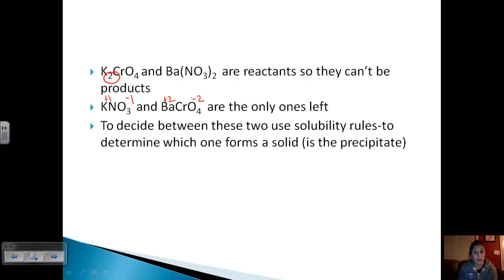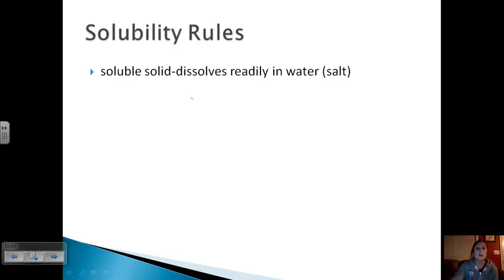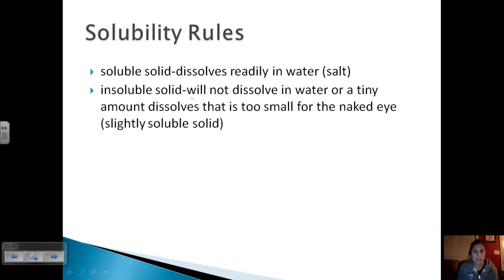Okay, so now that we have our 2 products, we need to decide which one is the precipitate or which one is a solid. And we need to use solubility rules for that. Okay, so these are things that would be given to you on a test or quiz. You don't need to memorize them, but basically, with how often you're going to use them, you'll probably memorize them anyway. Okay, so let's talk about some vocab. So a soluble solid, something that's soluble, dissolves readily in, for example, water, because that's going to be our main solvent. So salt would be an example of a soluble solid. An insoluble solid is something that does not dissolve in water, or it could be what's called slightly soluble.